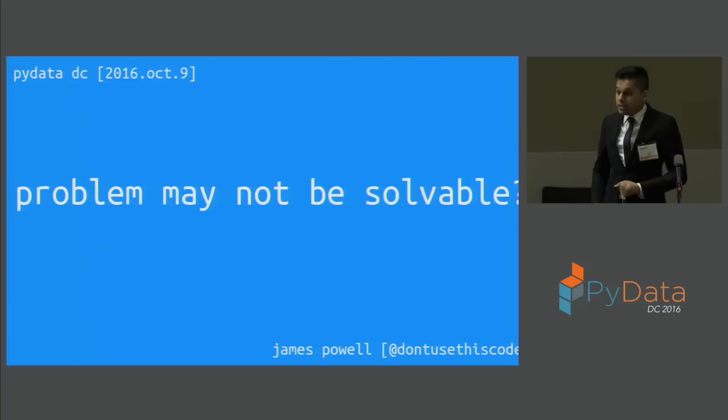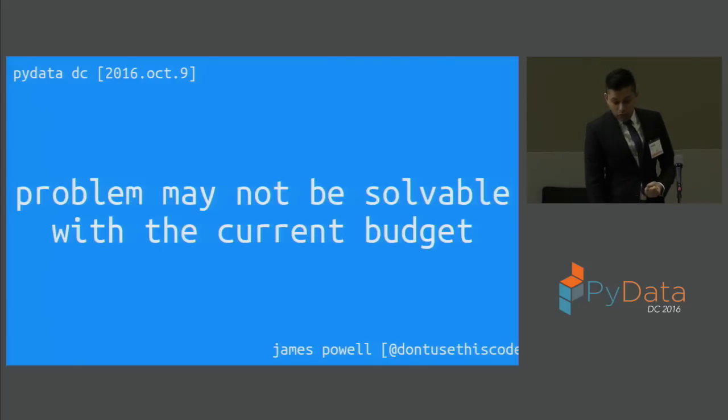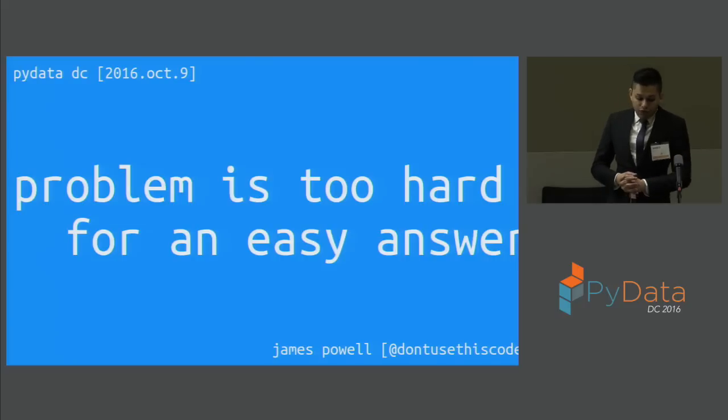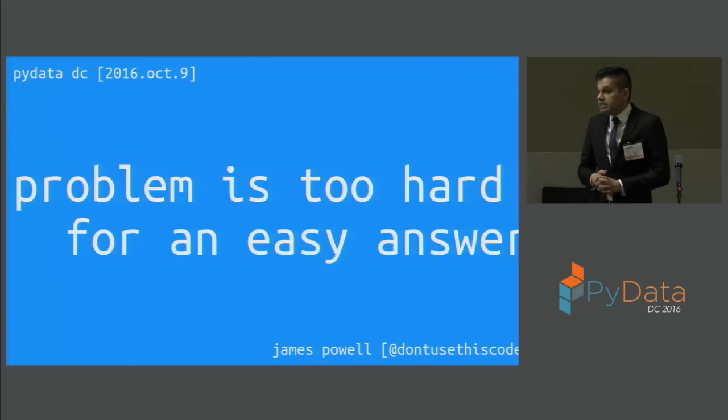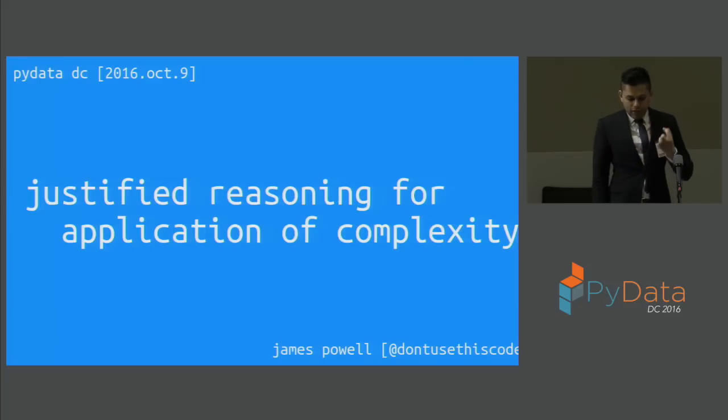You may, in the process, discover that the problem is not solvable, or at least it's not solvable with the current budget for complexity, in which case you might be able to find, or you might be motivated to find, an easier problem to solve that gets you most of the way there. You might also find that the problem is too hard for an easy answer. But in general, what you're trying to do is find some justified reasoning for where you apply complexity.